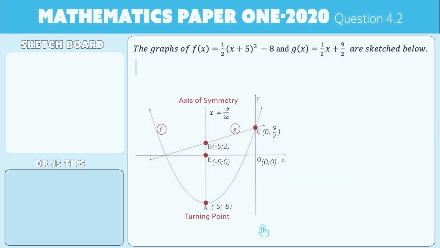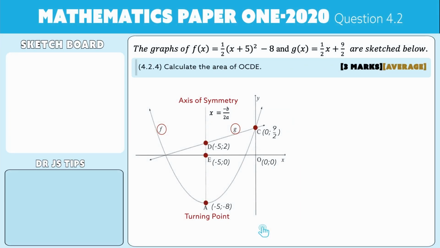Question 4.2.2 for 3 marks. We're still on the same question. Just to remind you, we found the turning point and we found the coordinates for D. We found the range, and now they're asking us to find the area of OCDE.